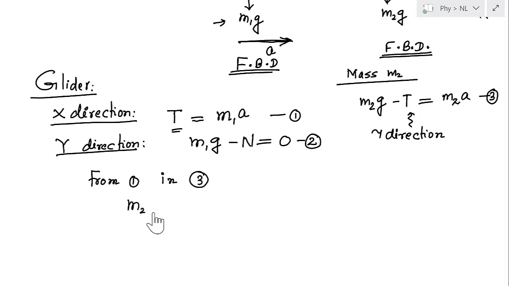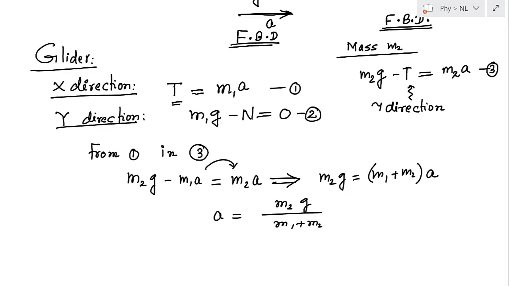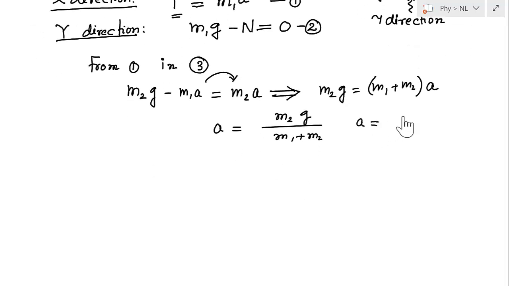So equation 3 is nothing but m2g minus T is nothing but m1a, and this equals m2a. This gives you m2g equals, taking this to the right-hand side, (m1 plus m2)a. Now if you solve this, you can get a equals m2g divided by m1 plus m2.